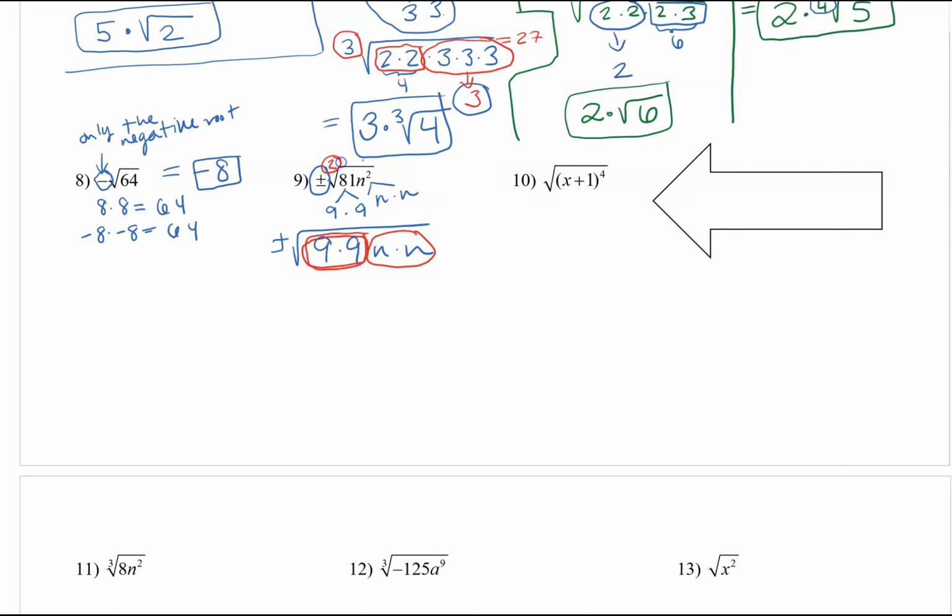Groups that match the size of the index. So those are both perfect squares. So when they come out of the square root, there's actually nothing left inside. So this would be an answer with no radical left over, and it would just be plus or minus 9n.